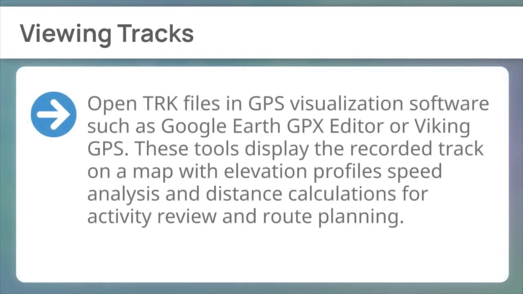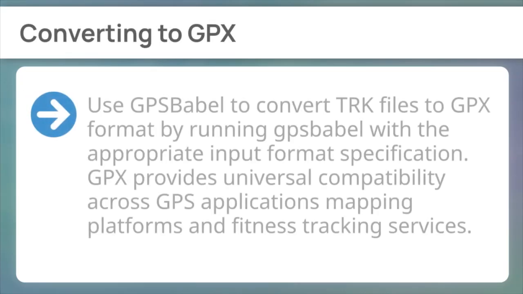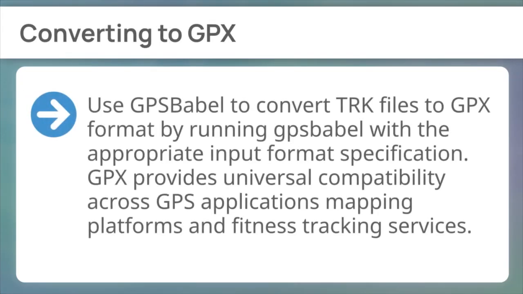First, viewing tracks. Open TRK files in GPS visualization software, such as Google Earth, GPX Editor, or Viking GPS. These tools display the recorded track on a map with elevation profiles, speed analysis, and distance calculations for activity review and route planning. Next, converting to GPX. Use GPSBabel to convert TRK files to GPX format by running GPSBabel with the appropriate input format specification. GPX provides universal compatibility across GPS applications, mapping platforms, and fitness tracking services.